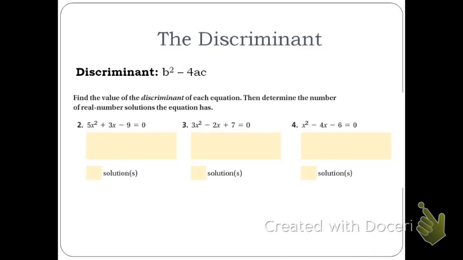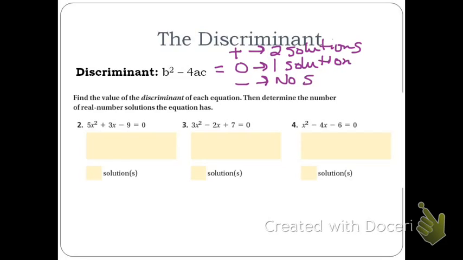So let's practice calculating a discriminant. Let's remember though that the formula b squared minus 4ac, if we solve that and it equals a positive number, then we should have 2 solutions. If it equals 0, then we should have 1 solution, but if it's negative, then there are no solutions to the quadratic.